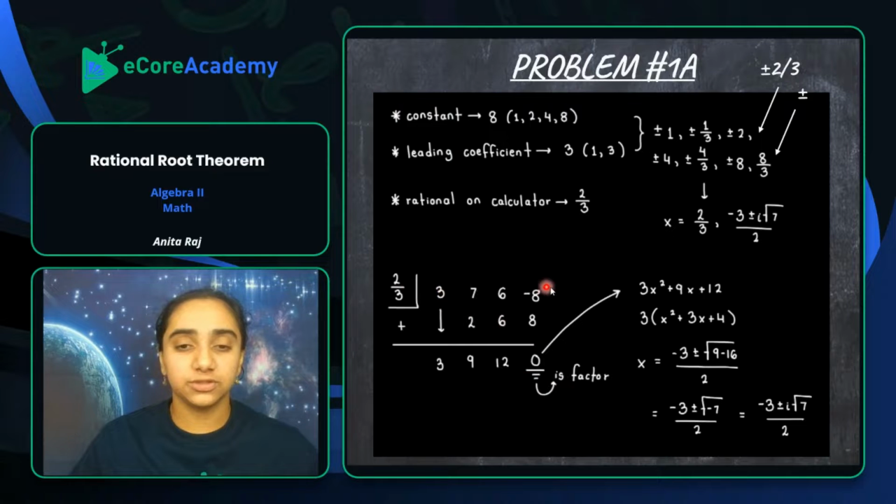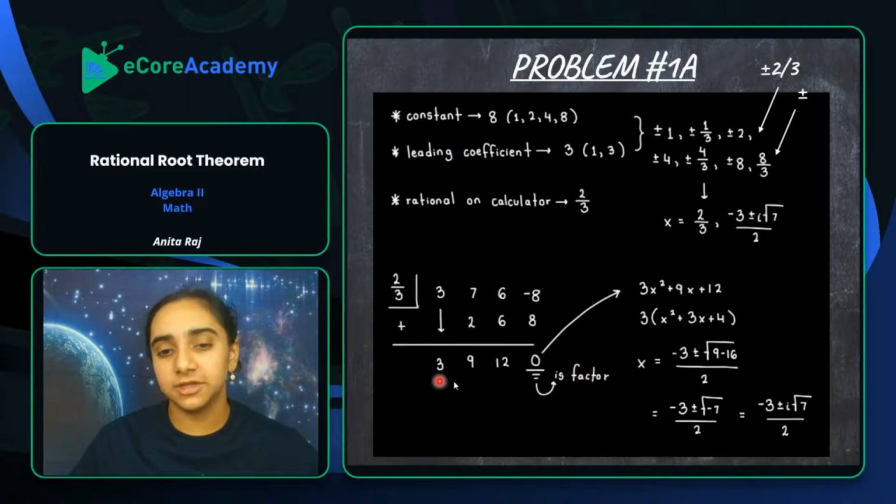So 2/3, we'll set up the polynomial we were given on the last slide in the synthetic division format: 3, 7, 6, negative 8, just the coefficients, and then we'll actually divide 2/3 into it. We'll drop the 3. 3 times 2/3 is 2, 7 plus 2 is 9, 9 times 2/3 is 6, 6 plus 6 is 12, 12 times 2/3 is 8, negative 8 plus 8 cancels out, gives us 0. So we're confirming that this is a factor.